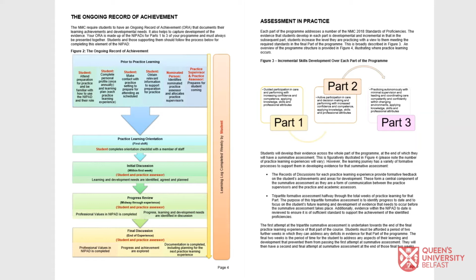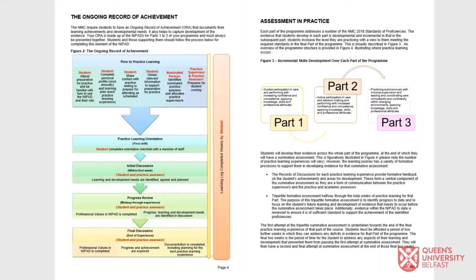Moving forward within the practice learning experience, there will be a progress review, and this occurs midway through the experience. So for example, the student may be on a 6-week placement, and then the progress review would occur around the end of week 3. And again, this progress review is undertaken by the student and the practice assessor, and at this point they will complete the professional values in practice template, and they will look at progress in terms of learning and development needs and identify any future development that needs to take place.